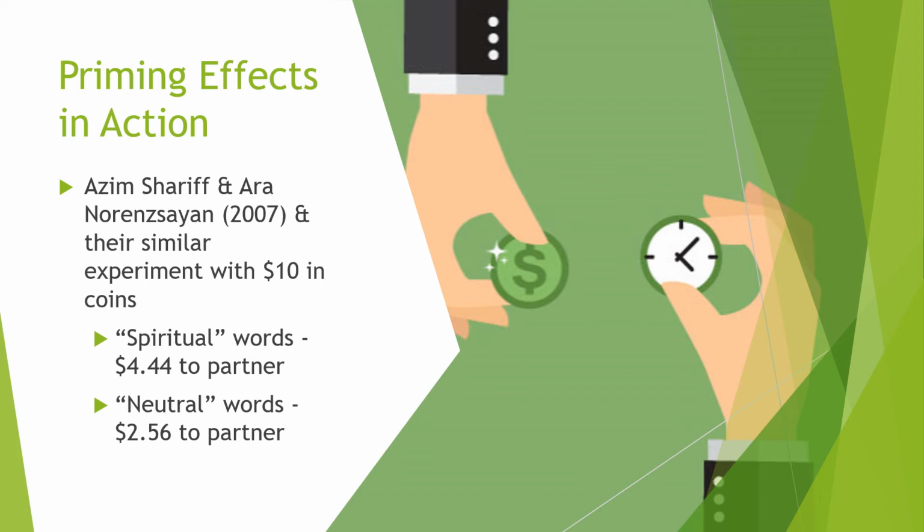When people were given neutral words, ones that didn't involve being nice and sharing and loving and kind and all those wonderful things, they only gave their partners $2.56. Now that means that there were some people that probably split things down the middle, but as an aggregate, there was a dramatic difference between those that were primed with spiritual words and those that weren't.